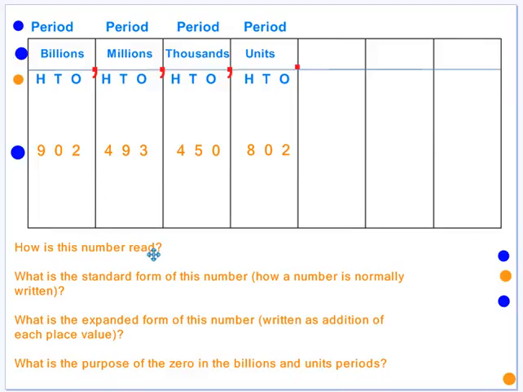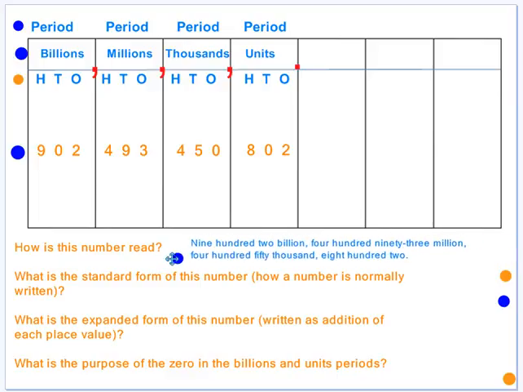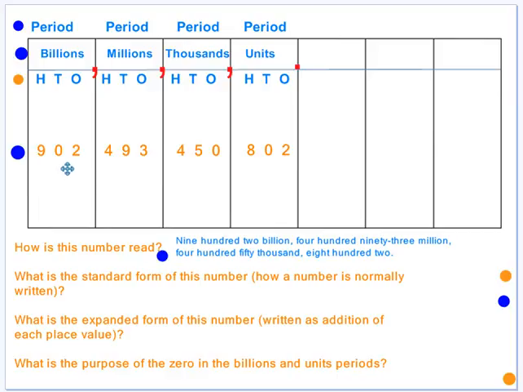How is this number read? Well, I would read this number as 902 billion, 493 million, 450,802. The best way to read a number is to just read it as if it was just in the unit spot, and that was all you were looking at. And then at the end, you throw in the period name.